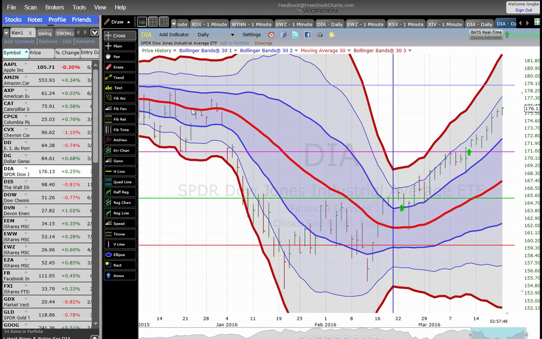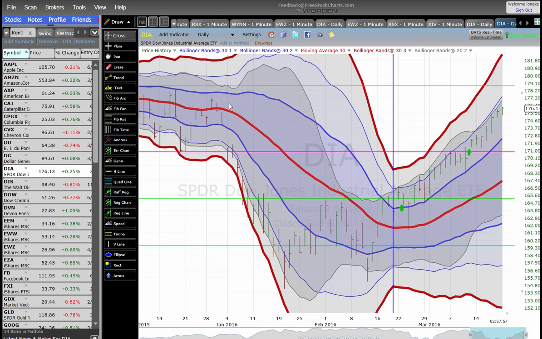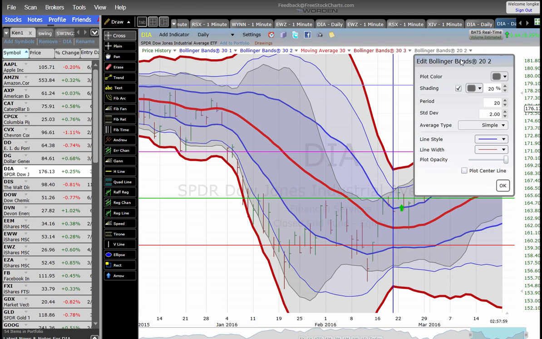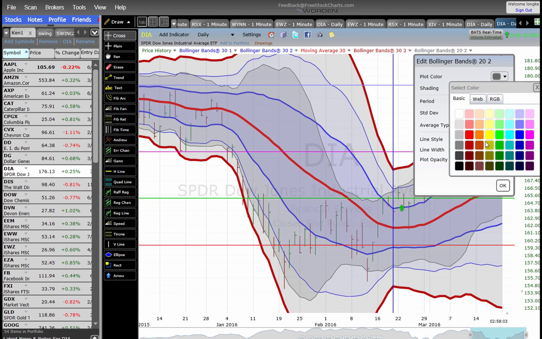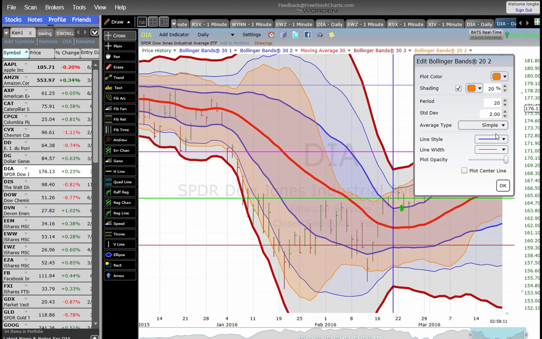Now we're going to add the dragon. And that's going to be a Bollinger Band on price. And we're going to make him orange, and a lighter shade of orange. Give him a 10-period lookback and a 0.5.